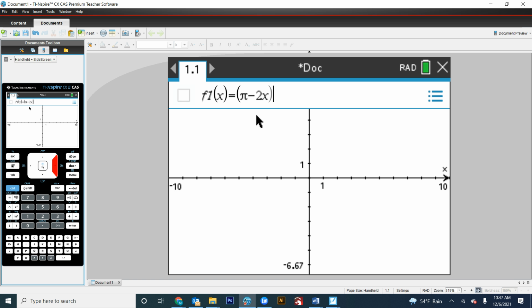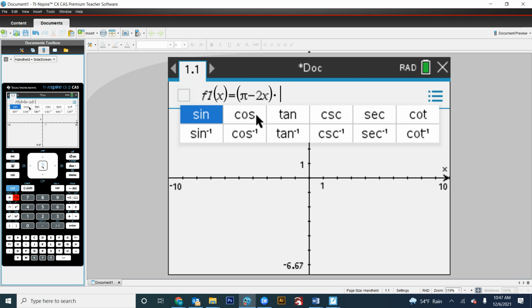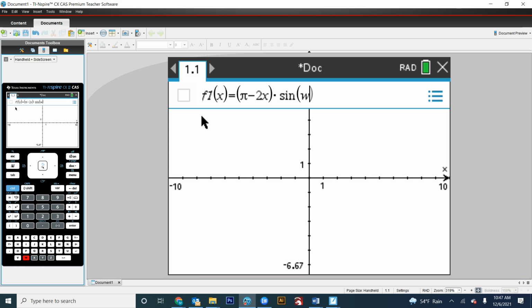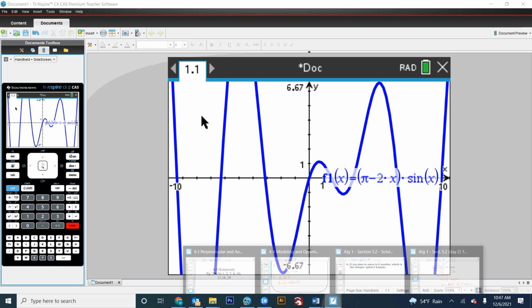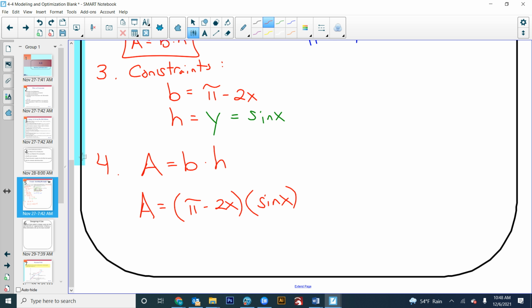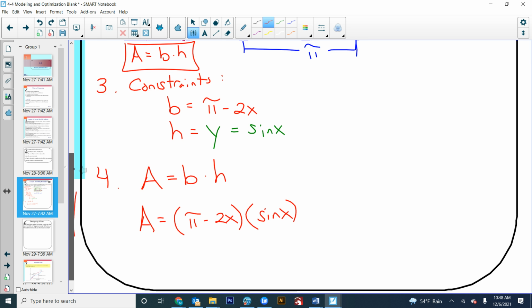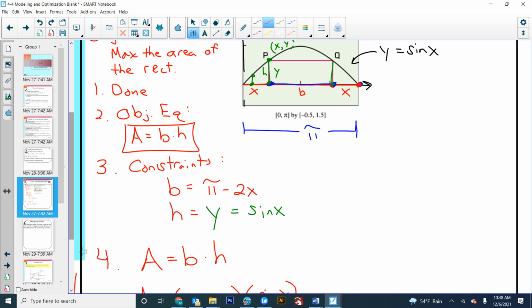What was it? Pi minus 2x times sine of x. Oh, not w, x. Boom. A lot of maxes on there. You ready? We should probably go back to the drawing board. Take a look. Based on what we called x, be careful, friends. Listen very carefully to what I'm about to say.